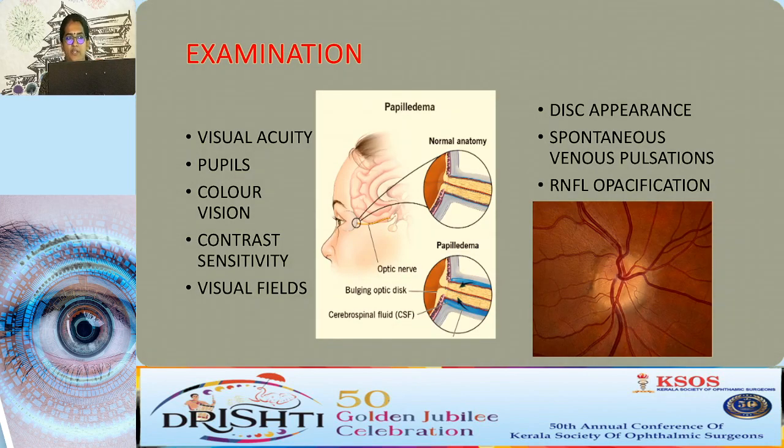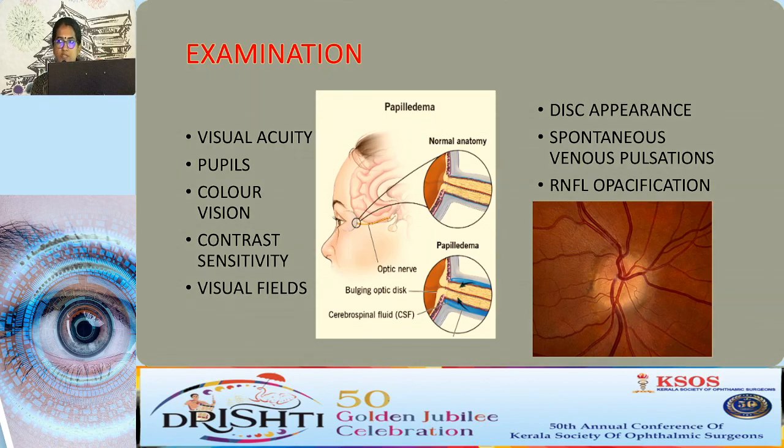Examination of optic nerve or disc edema. The first thing is visual acuity. Depending on visual acuity itself, we could suspect some diseases like AION, optic neuritis or papilledema. In AION, especially the arteritic one, you have a more severe visual acuity loss, whereas papilledema and optic neuritis may not present with that kind of visual loss in the early stage.